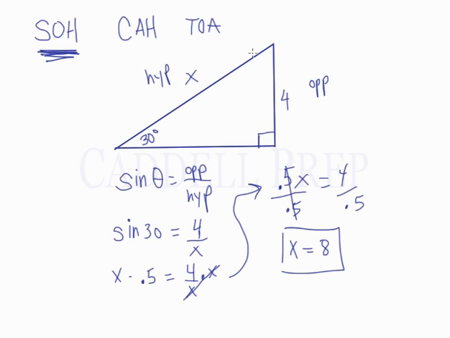So when we're solving for one of the missing sides, if we have an angle and we're given a side, we can easily find the other side by using sine, cosine, or tangent. We just have to first identify what sides we're given. And then we can just write the formula, plug it in, and solve.